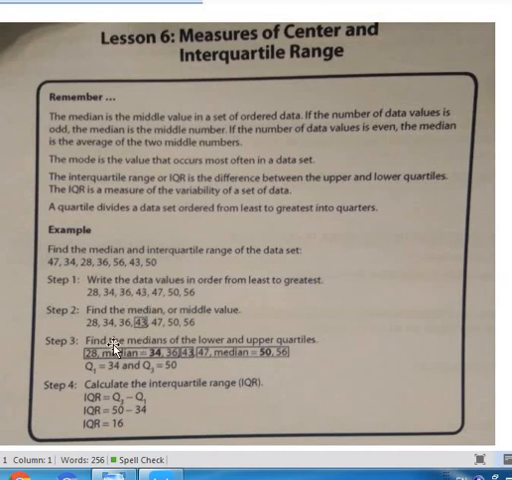Then I have the new Q1. This is called the median of the lower quartile, and this is the median of the upper quartile. IQR is the difference between Q3, which I calculated here, 50, minus the Q1, 34. It will give you 16.